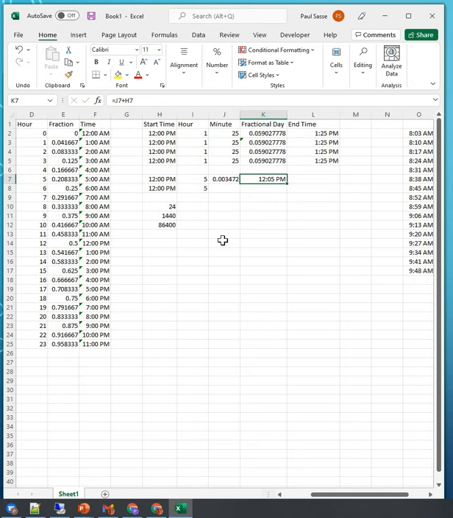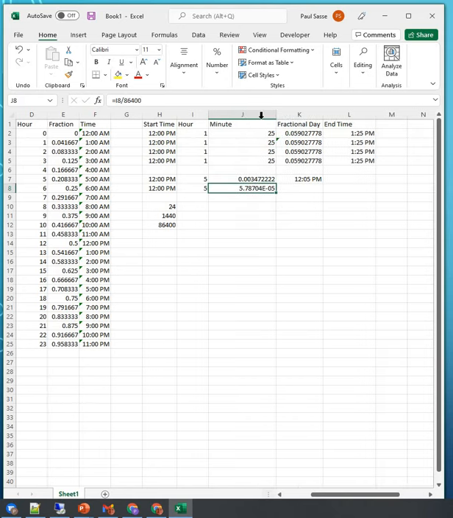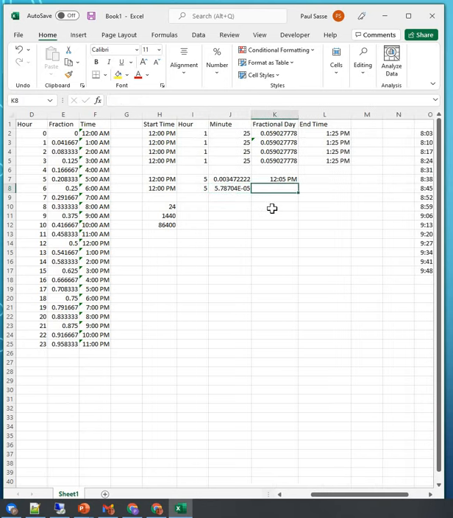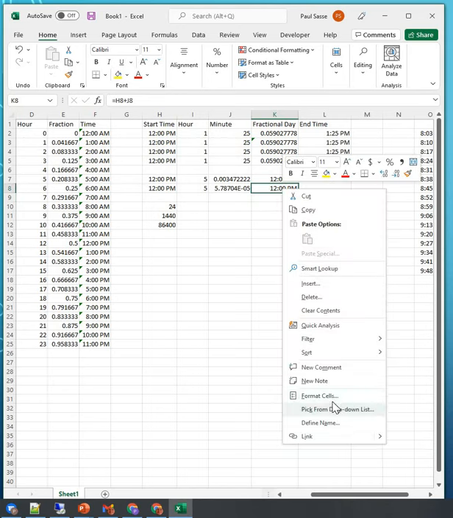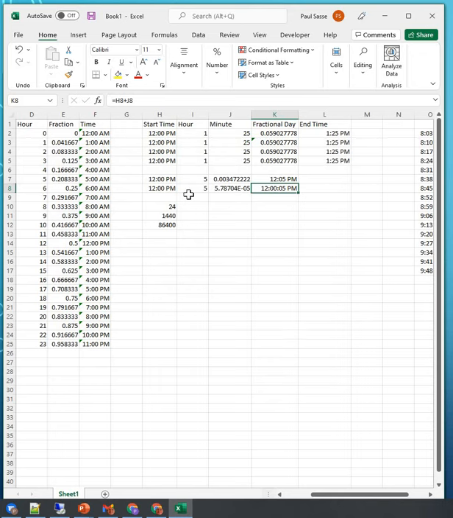And there you go, 5 minutes after 12 p.m. If I wanted to do seconds, same idea, 5 divided by 86,400, that's the fraction of a day represented by 5 seconds. And it's doing it in scientific notation. Anyway, so now I can do equals 12 p.m. plus that. And I'm not displaying seconds, so we can't see it, but if I display seconds, now you will see that is 12 p.m. and 5 seconds.